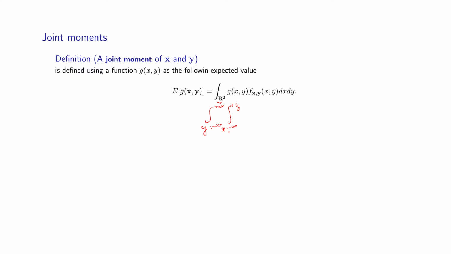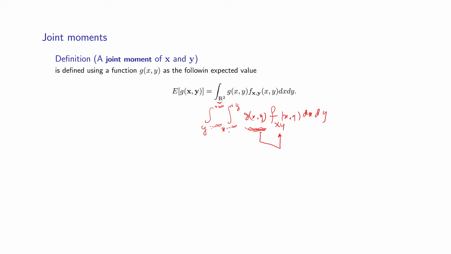If your random variables are of discrete type, instead of integral you have sum, and then you put the values that these functions can take. The value of x goes here, g of x and y, and then you put different weights of the PDF, f_xy of x and y, and then dx dy. So the expected value of this function is the average of this function, and this average is weighted by the density of the probability. Obviously you could define different joint moments, and each of them has some properties.